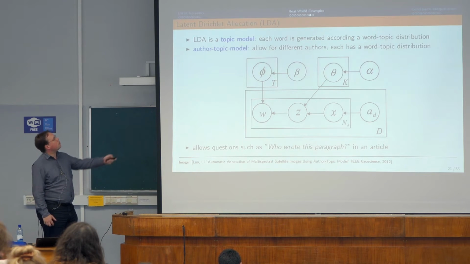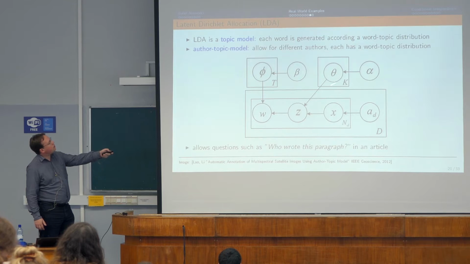Right? So they introduced more variables. So let's say there's k different authors, and each of these authors has its own distribution about topics and words. Oh, no, sorry.